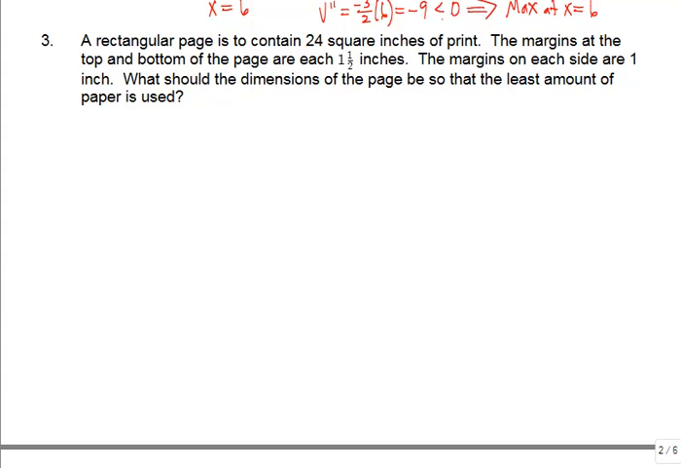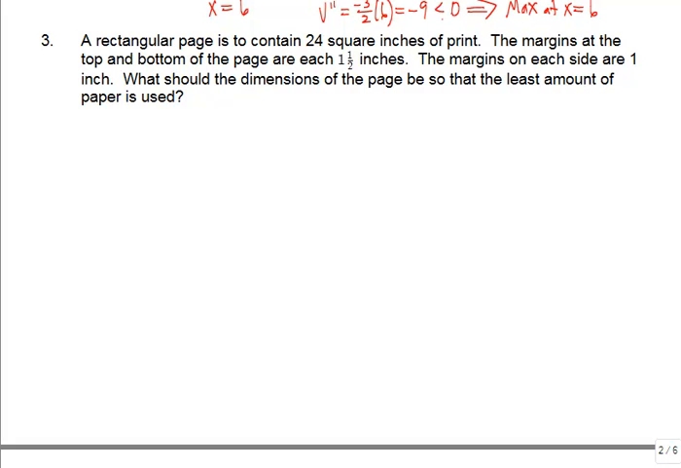Okay, so the next one here says a rectangular page is to contain 24 square inches of print. The margins at the top and bottom of the page are each 1.5 inches. The margins on each side are 1 inch. What should the dimensions of the page be so that the least amount of paper is used?